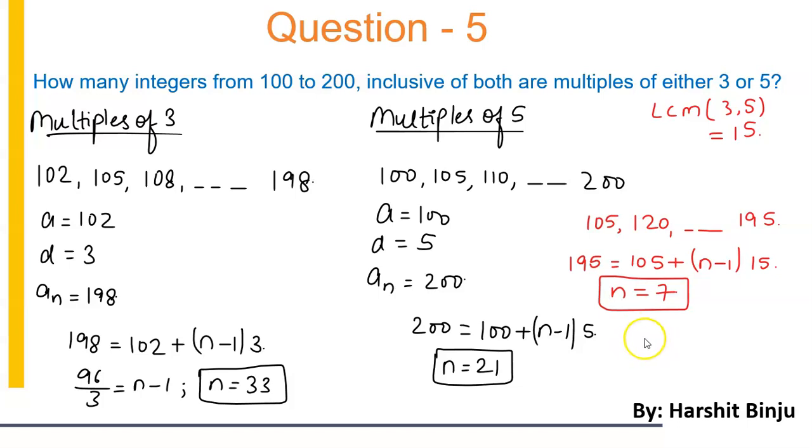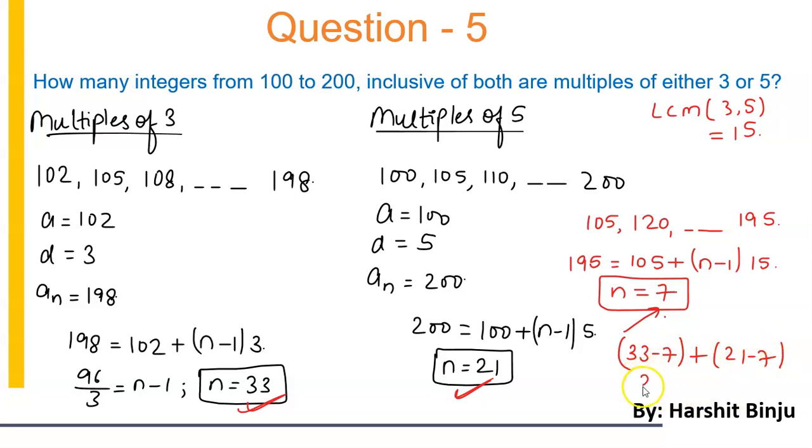Now I can say that 33 plus 21 minus 7. Or let me put it in another way, I need to remove this 7 from this 33 as well as from this 21, because I want numbers which are either a multiple of 3 or 5. I cannot take those numbers which are multiples of 3 as well as 5. So I have to remove those 7 numbers from multiples of 3 as well as from multiples of 5. So my answer will simply become 33 minus 7 plus 21 minus 7.